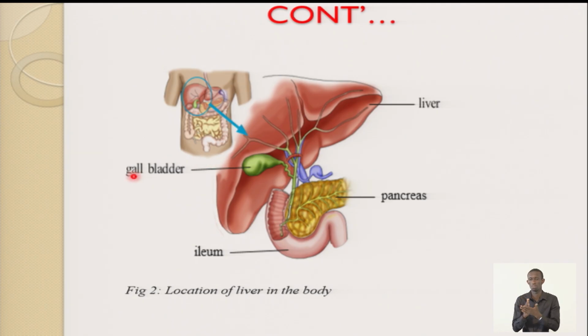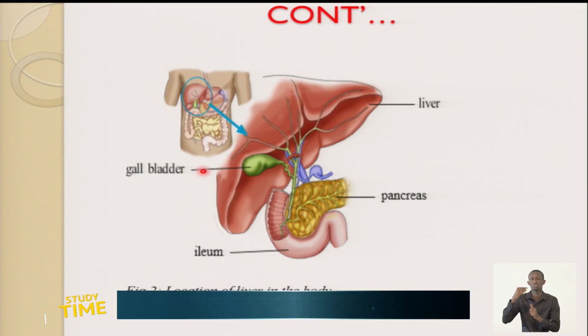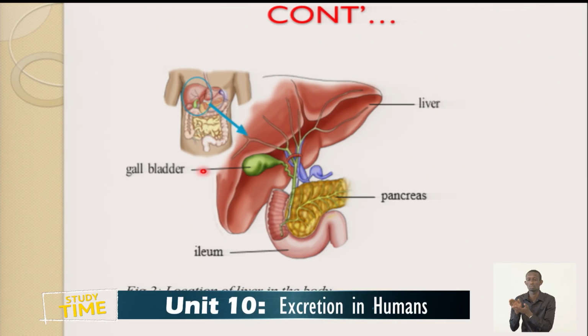We have the gallbladder, which stores bile. And I remember one of the functions of bile is emulsification of fats, breaking large droplets of fat into small droplets of fats.